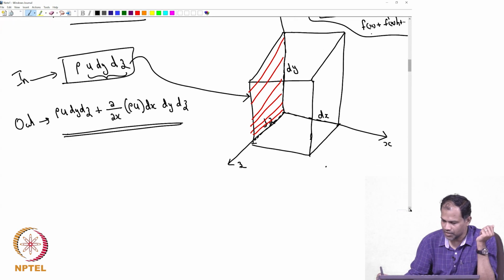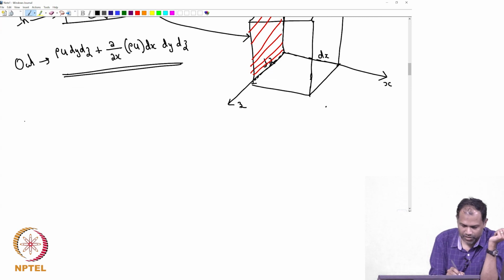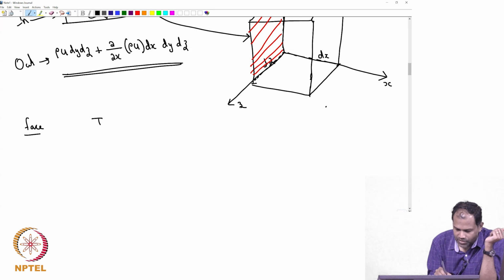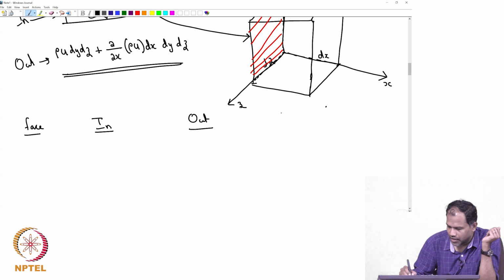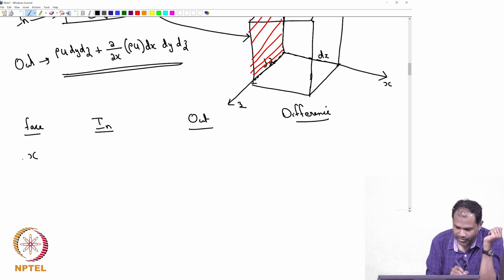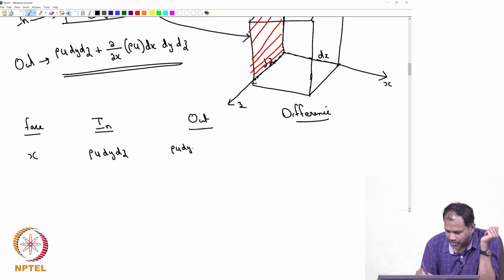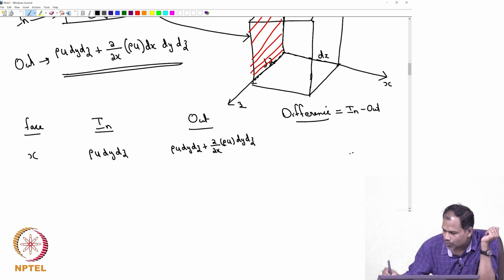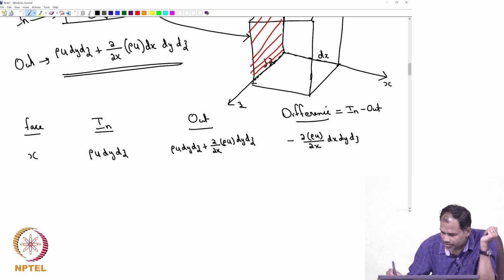So, let us make a table now, based on this figure. The columns are: the phase that I am considering, what is in, what is out, and what is the difference. For the phase perpendicular to the x direction, the quantity entering is rho u dy dz. The quantity that is out is rho u dy dz plus del by del x of rho u times dx dy dz. The difference, in minus out, is minus del of rho u by del x times dx dy dz.